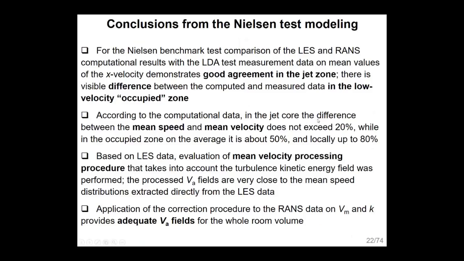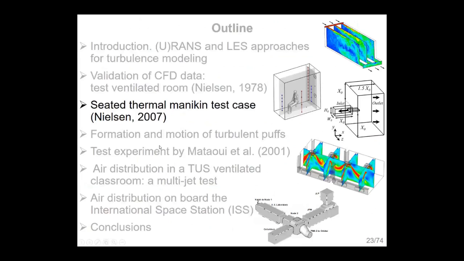So the conclusions from the Nielsen test modeling are, first, that we have good agreement in the jet zone, and a visible difference between the computed and measured data in the low velocity occupied zone, even for this relatively simple problem. Then we show an effective procedure that allows us to compute mean speed based on mean velocity data obtained in the RANS approach. Then we moved to the seated thermal mannequin test case data.